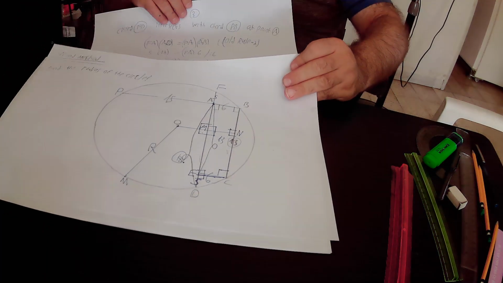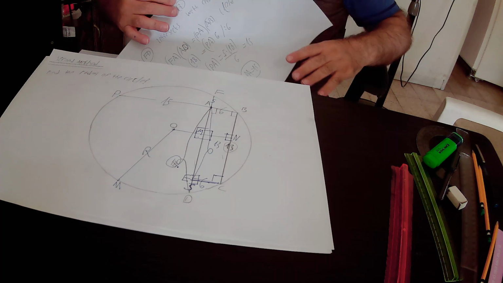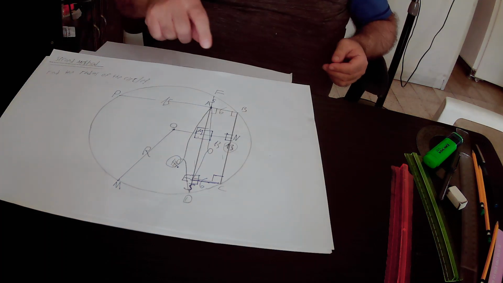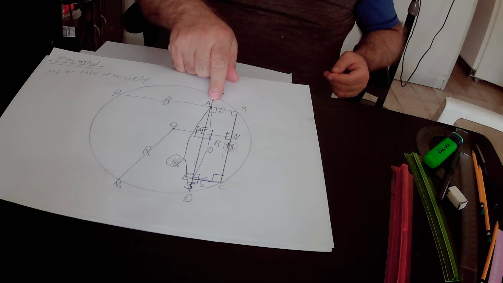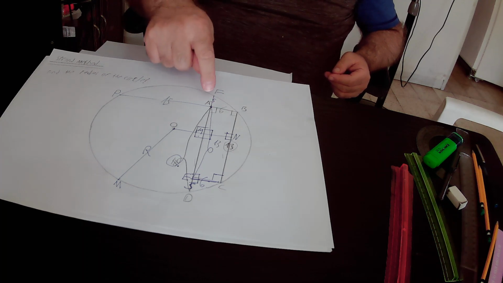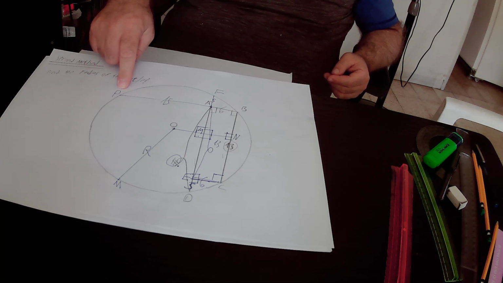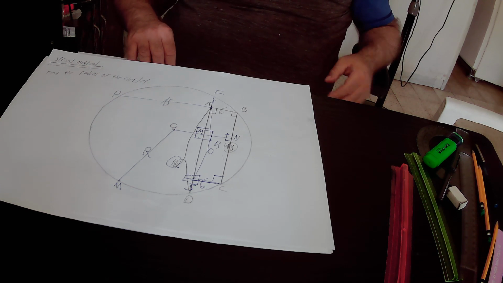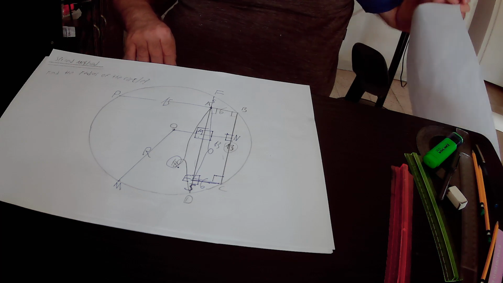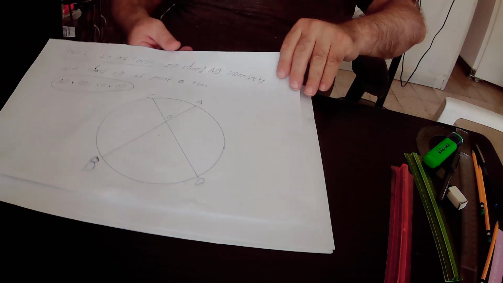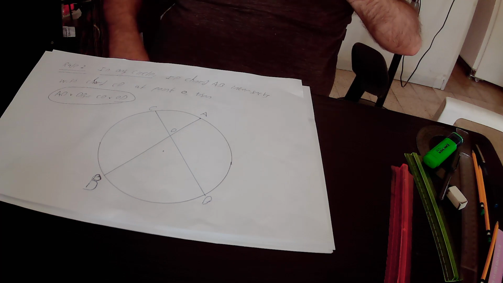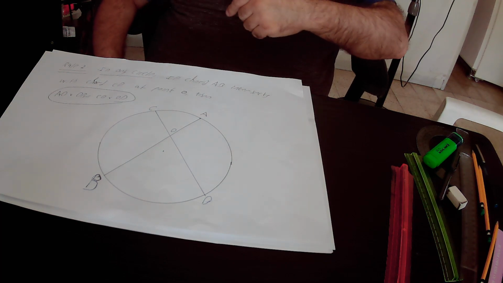Now we actually extend that side BA until it touches the circle at point P. Okay? So then I presented to you the old rule number 2, and we implemented rule number 2 in our drawing.